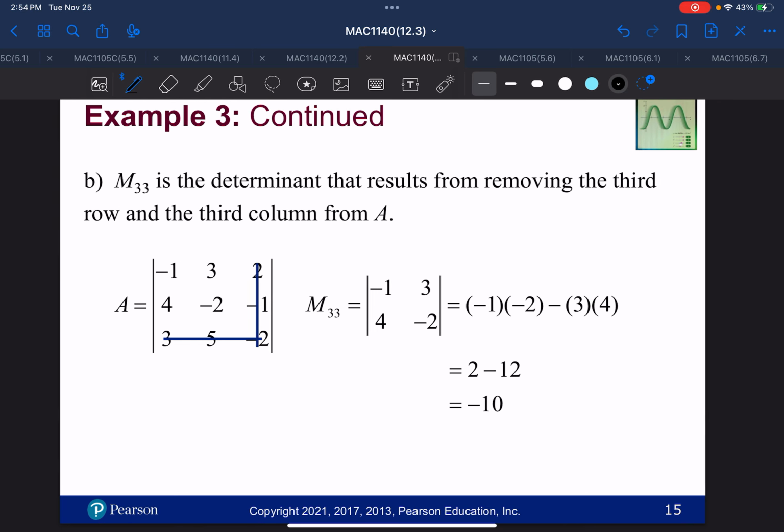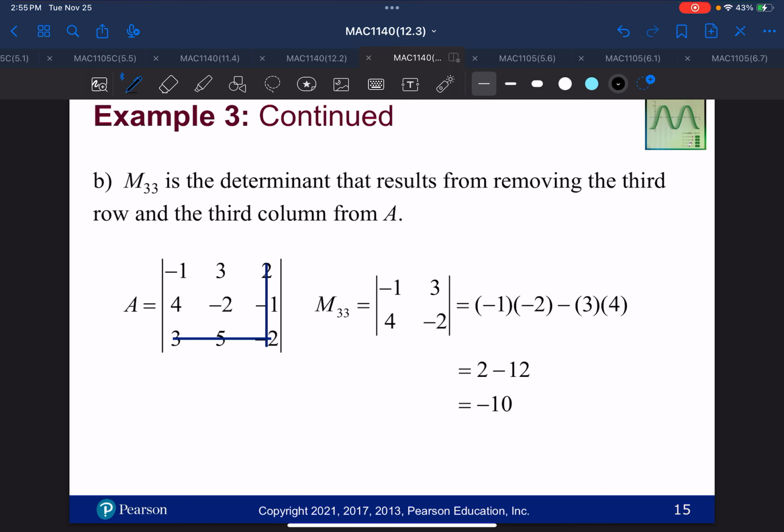Okay, and then M sub 3,3 is the determinant that results from removing the third row and the third column from A. So you see they crossed out the third column and the third row, and that will just leave me with the determinant of -1, 3, and 4, -2, which is going to be equal to -10.